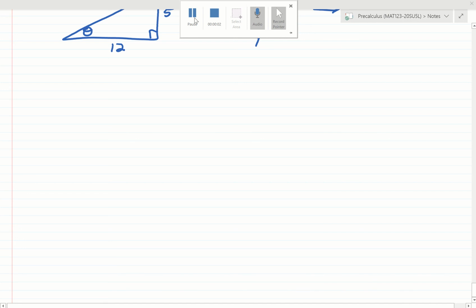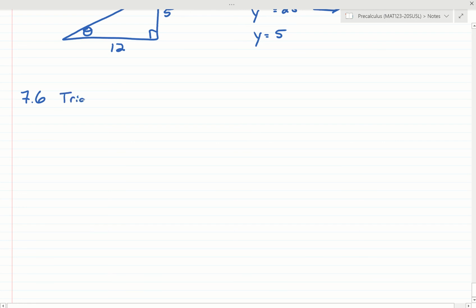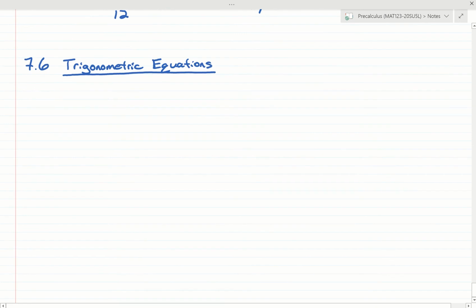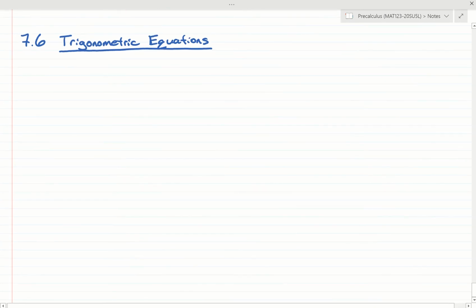So in our next section, section 7.6, we are going to be looking at trigonometric equations. And in order to take a look at trigonometric equations, let's revisit some of the other techniques we used for solving equations.